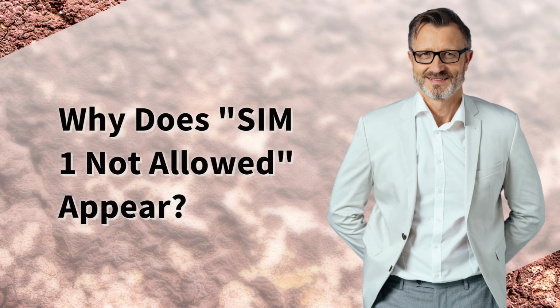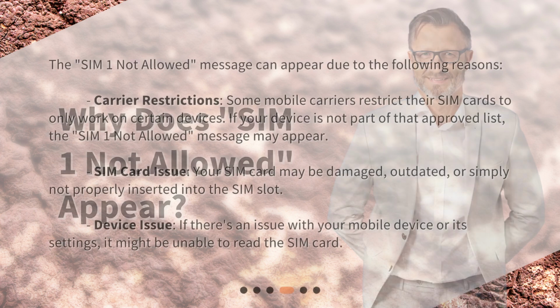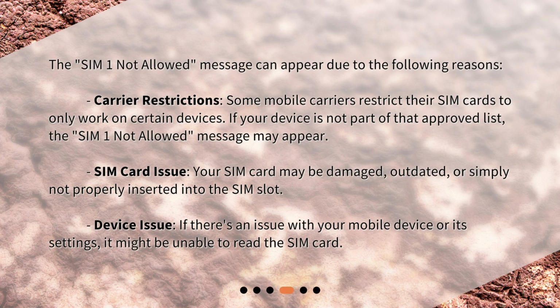Why does SIM1 not allowed appear? The SIM1 not allowed message can appear due to the following reasons. Carrier restrictions. Some mobile carriers restrict their SIM cards to only work on certain devices. If your device is not part of that approved list, the SIM1 not allowed message may appear. SIM card issue. Your SIM card may be damaged, outdated, or simply not properly inserted into the SIM slot. Device issue. If there's an issue with your mobile device or its settings, it might be unable to read the SIM card.